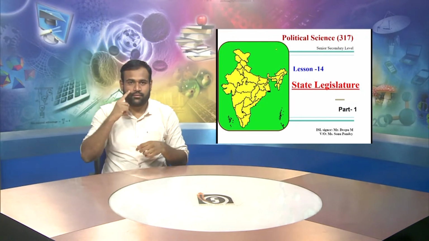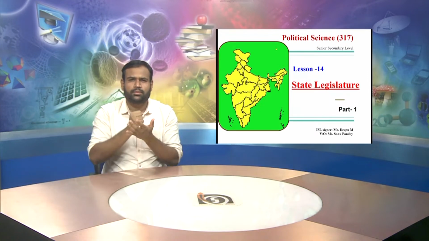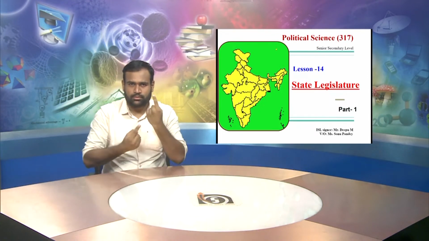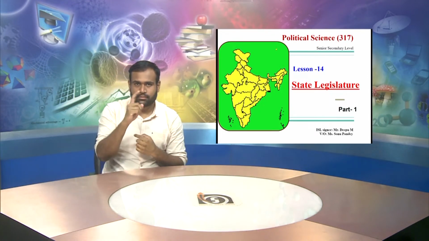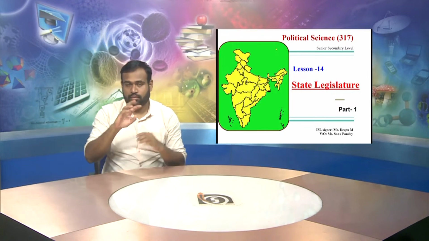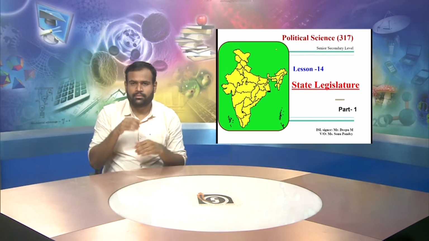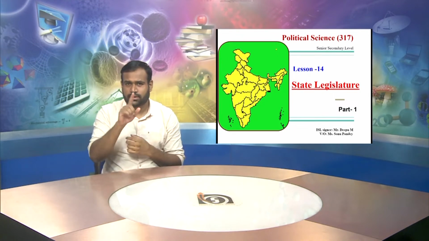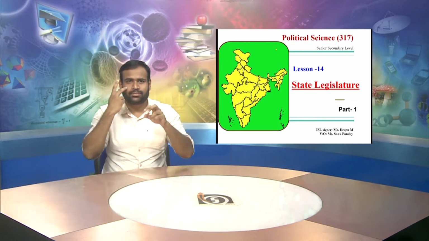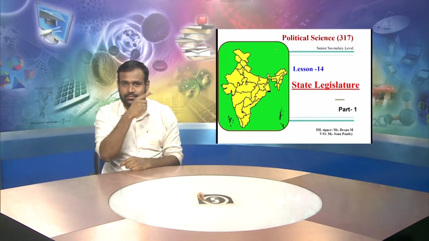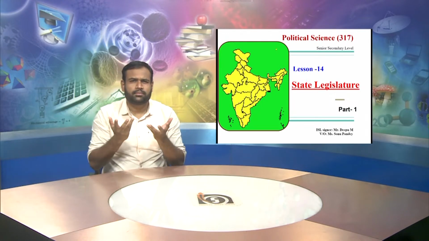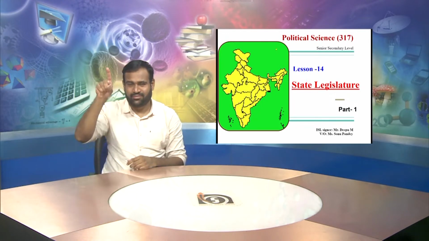NIOS welcomes you in this educational video for political science subject. Code number is 317. This video is for senior secondary level. We will be doing lesson number 14. Name of the lesson is State Legislature.